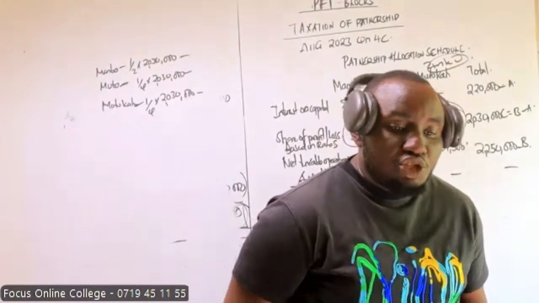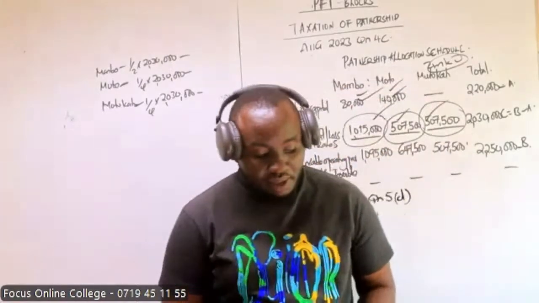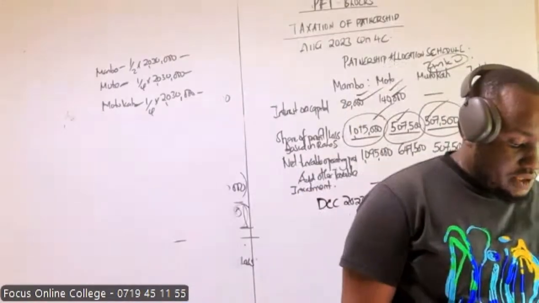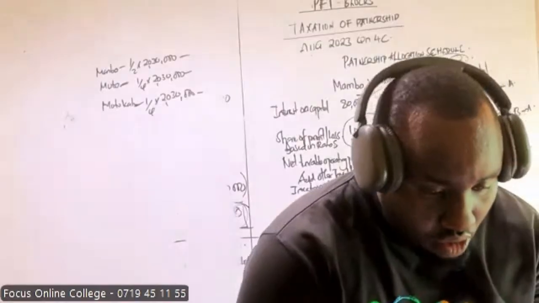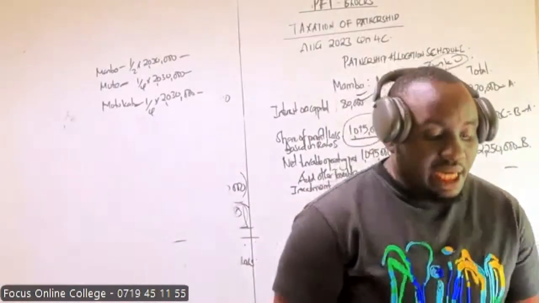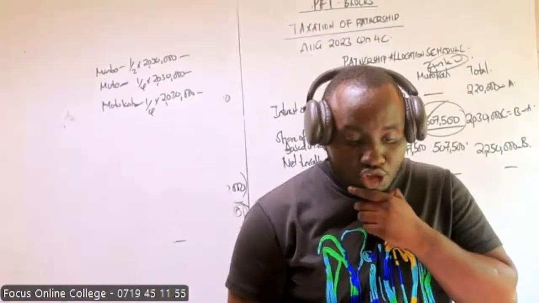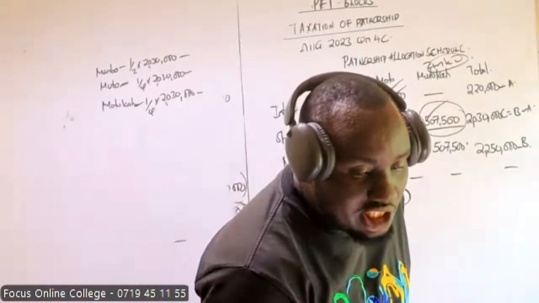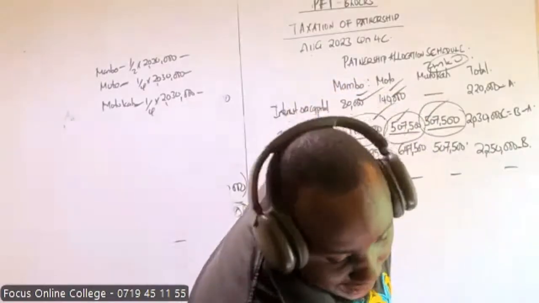Then you have commission to partners. Commissions to partners, payments to partners. How do you treat them? Commissions to partners should be non-allowable. Then you have the next, stamp duty. No. Bank charges is different from loan interest. Bank charges are allowable expense.